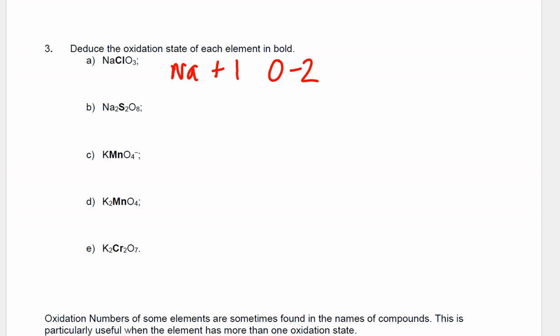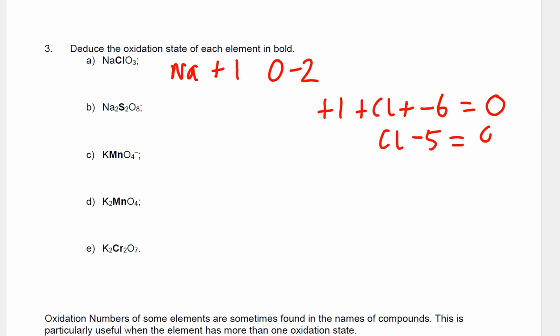So, in order to work out the chlorine, I'm going to have a +1 from the sodium, plus my chlorine, plus 3 lots of -2 for the oxygens, which is -6. And because it's a compound, that will add up to an oxidation number of 0. So chlorine - 5 equals 0. Chlorine equals +5.